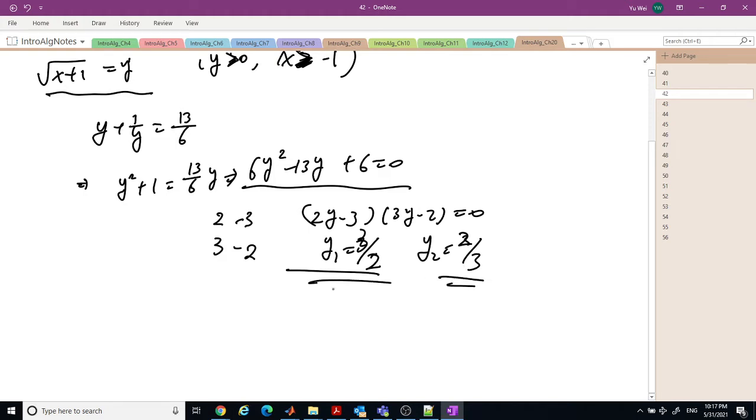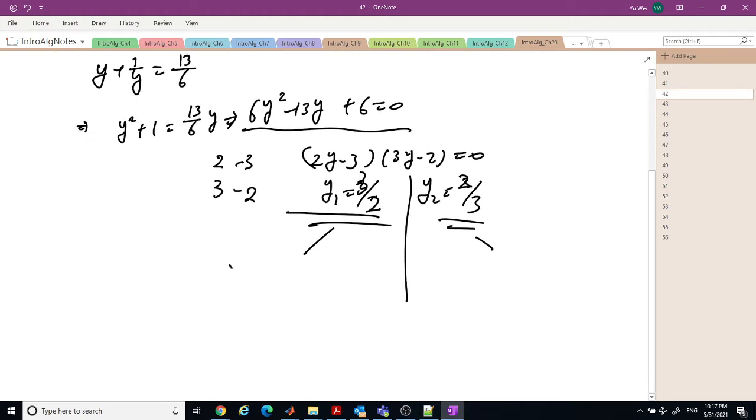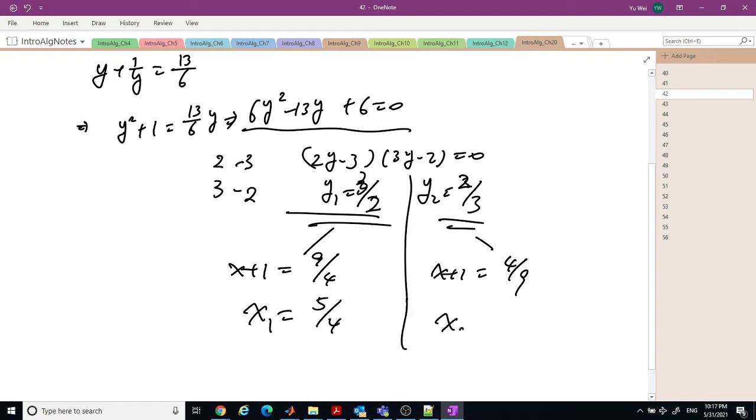Okay, now for each of them, let's see. That means x plus 1 equals 9 over 4, and x plus 1 equals 4 over 9. So for here, x1 equals 5 over 4, and this one is x2 equals negative 5 over 9.